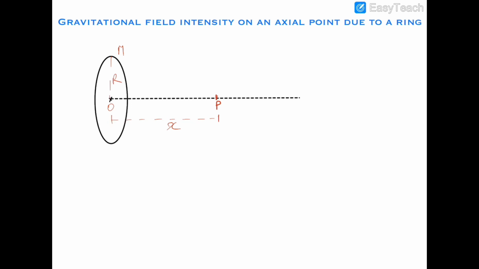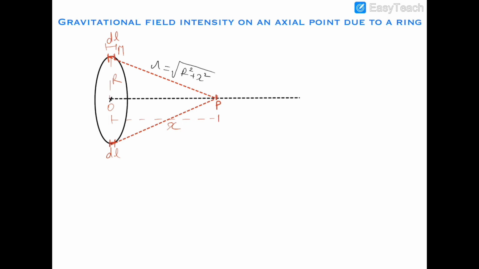To find out the gravitational field intensity, we need to assume an element of length dl on the diametrically opposite ends of this ring. So we have assumed this element, and let us first of all connect the point P with these elements. This is the distance. Now this distance is, let's suppose, r, so r would be equal to under root of r square plus x square.